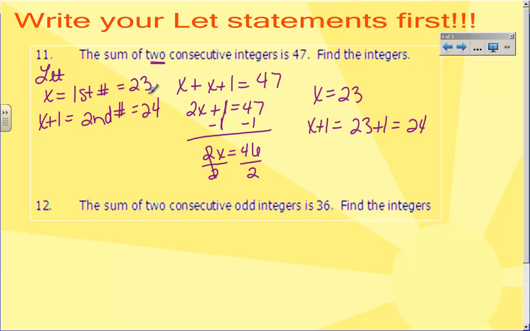I'm sure that several of you did that in your head, but please focus on doing the algebra and writing the equations because it's not always going to be a consecutive integer problem. You're going to need to be able to set up equations.